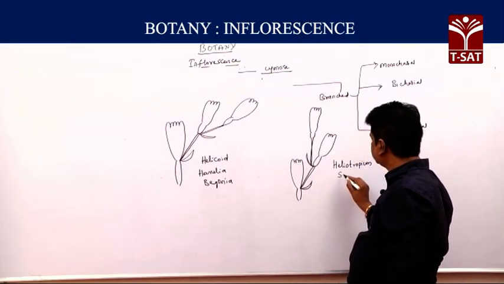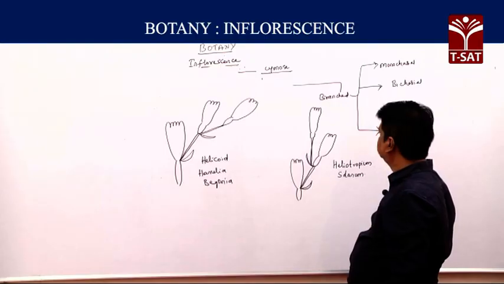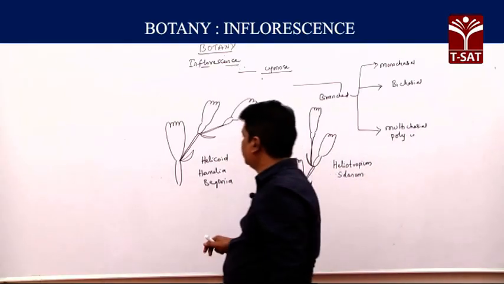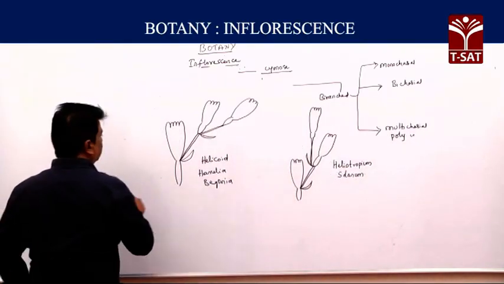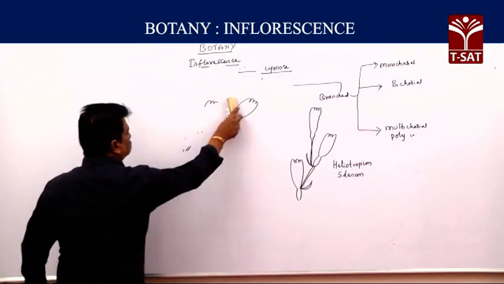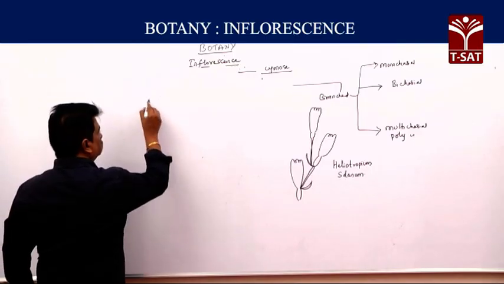Example for scorpioid cyme: Heliotropium and Solanum. This is monochasial, and the second one is dichasial. In dichasial, the apical bud is modified into a flower first.